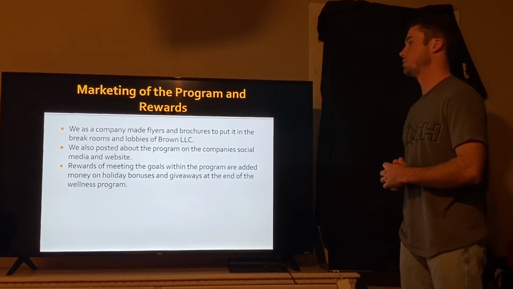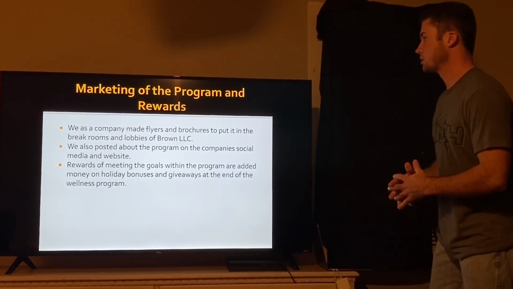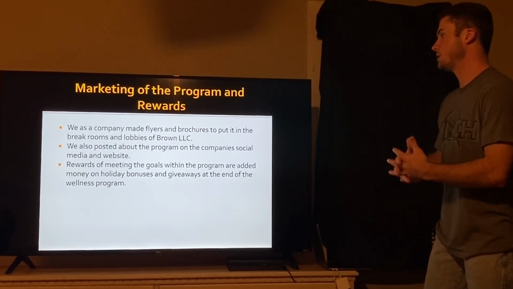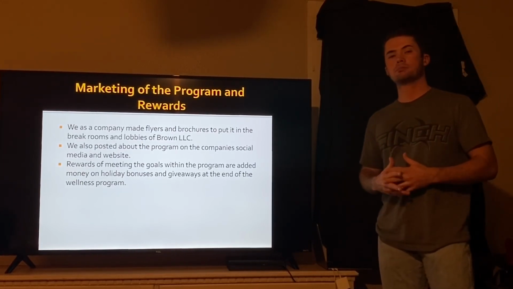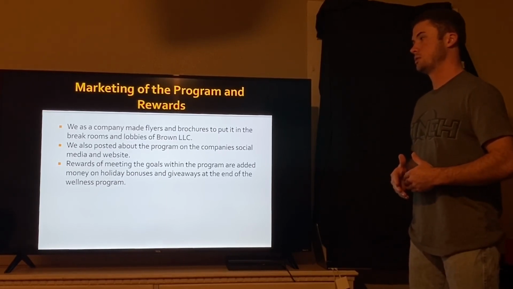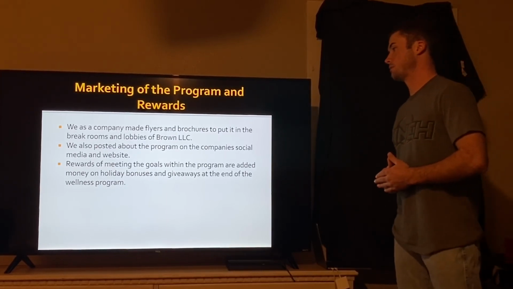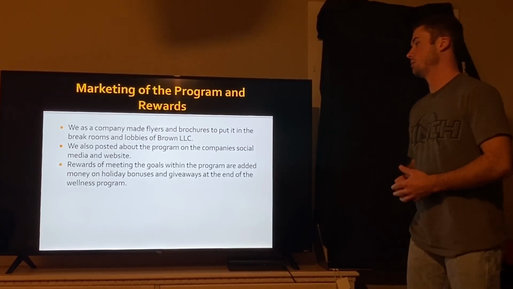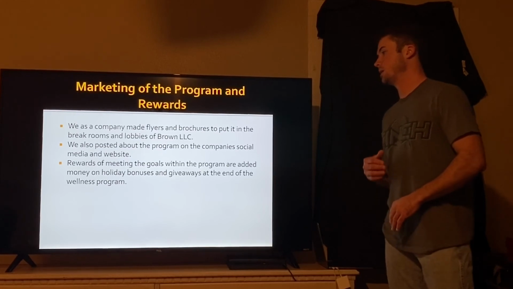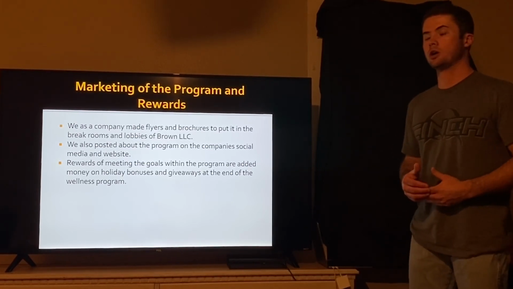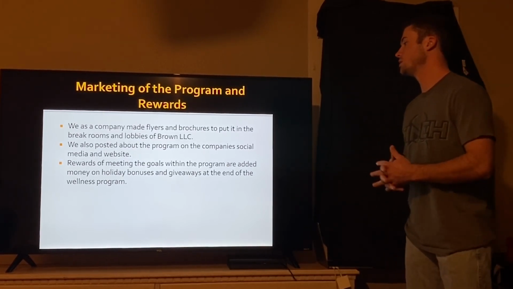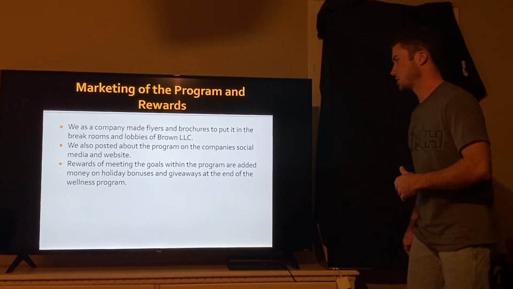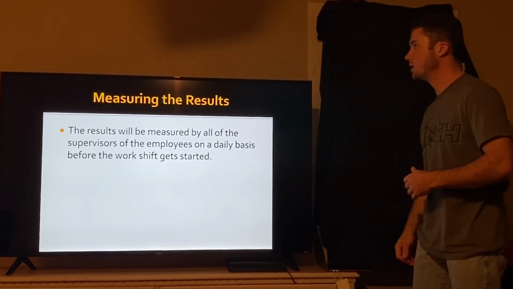Marketing of the program and rewards. We as a company made flyers and brochures to put in the break rooms and lobbies of Brown LLC. We also posted about the program on the company's social media and website. We also have rewards for meeting the goals within the program and completing the program. Those rewards include more bonus money and extra money on holiday bonuses. And also we do giveaways at the end of the wellness program. If you have completed the wellness program, you get your name put in a drawing.